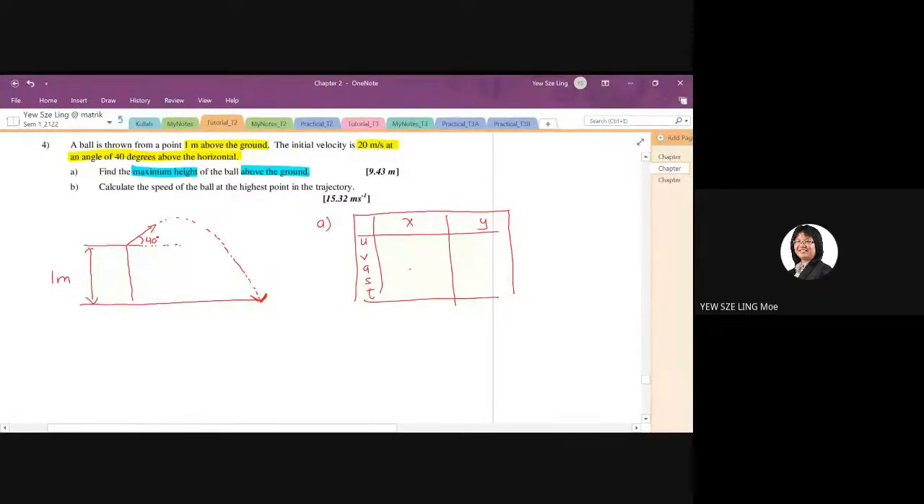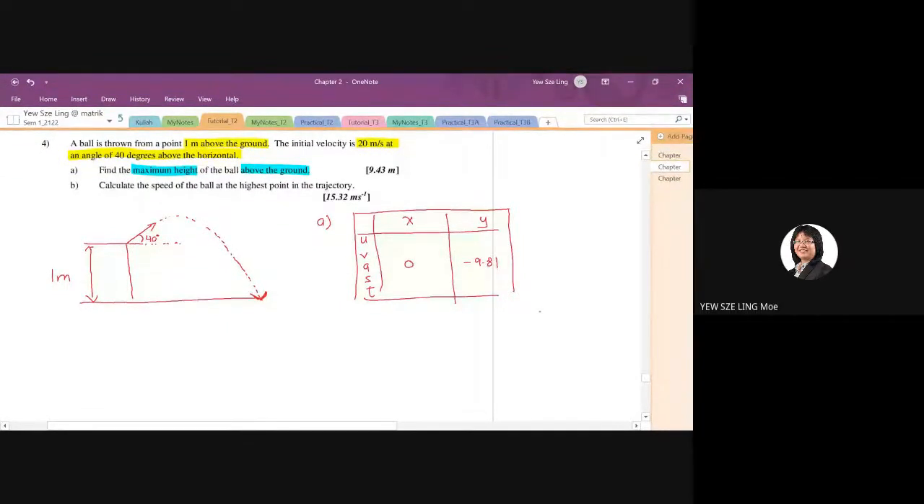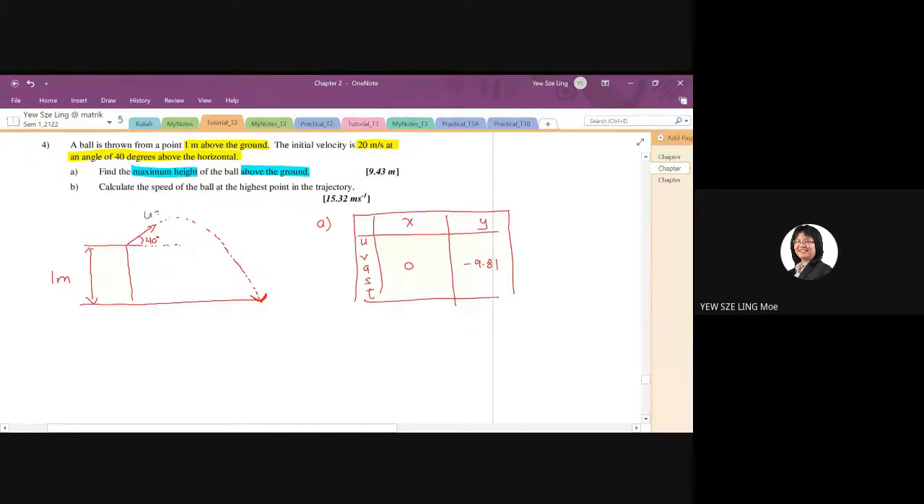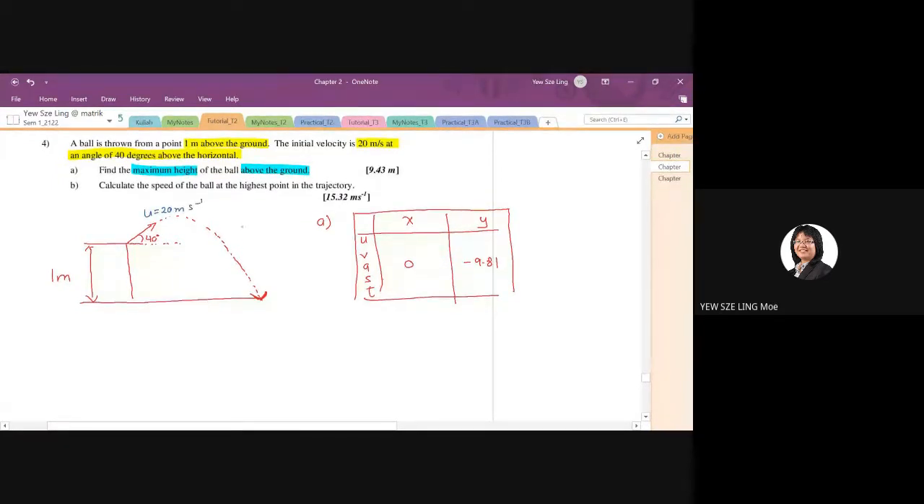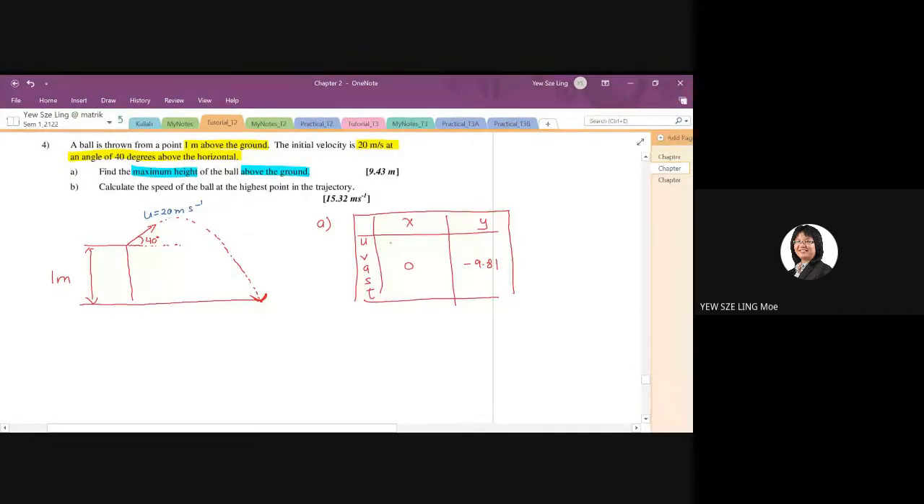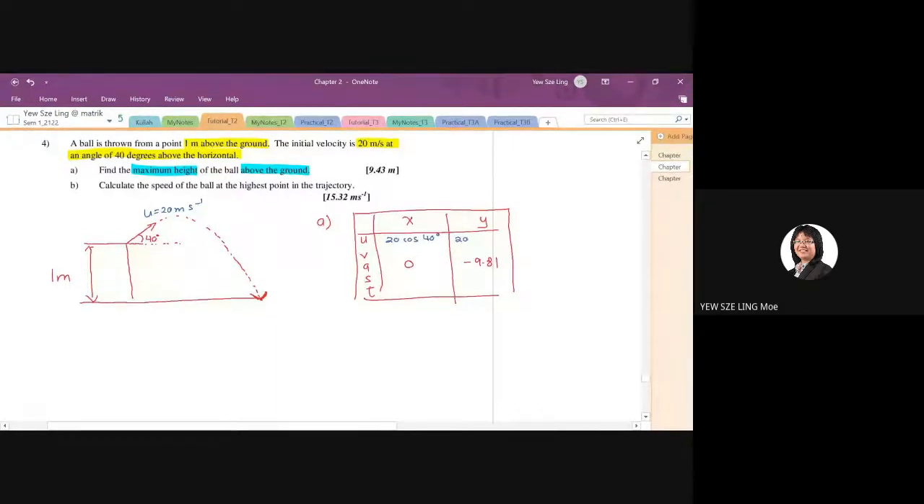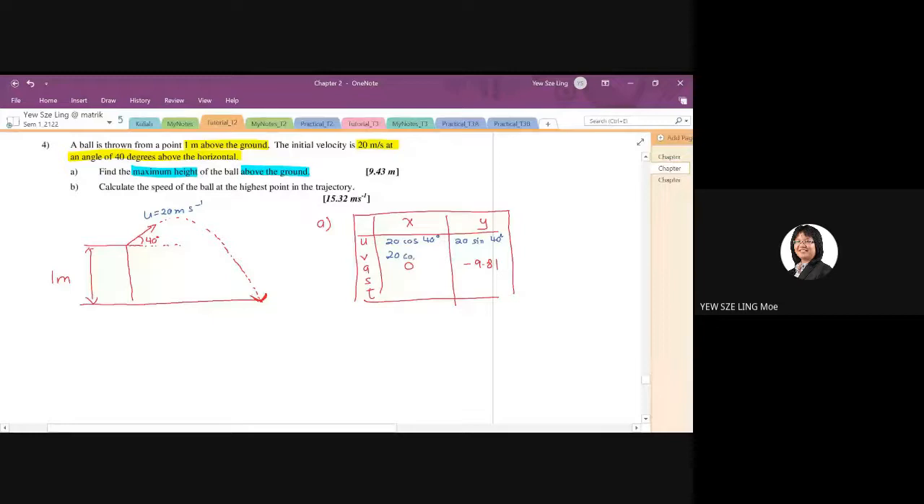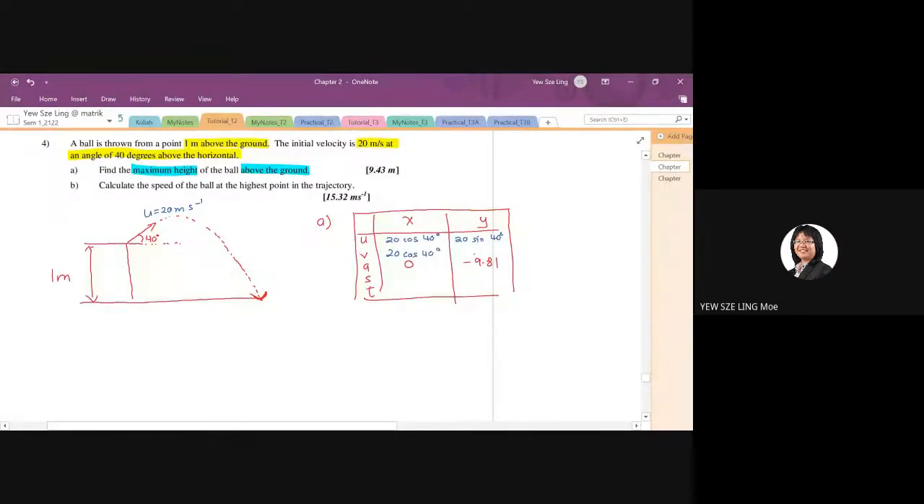So a, I don't even have to think, is 0 and negative 9.81. So what else do I have? Let's see. Okay. So the initial velocity is 20 meters per second at an angle of 40 degrees. So now you have an angle of 40 degrees. So u is equal to 20 meters per second. All right. So ux is 20 cos 40 degrees, and the y component is 20 sin 40 degrees. Vx, well, the x component v is constant, so same value, 20 cos 40 degrees. Vy, we don't have it.